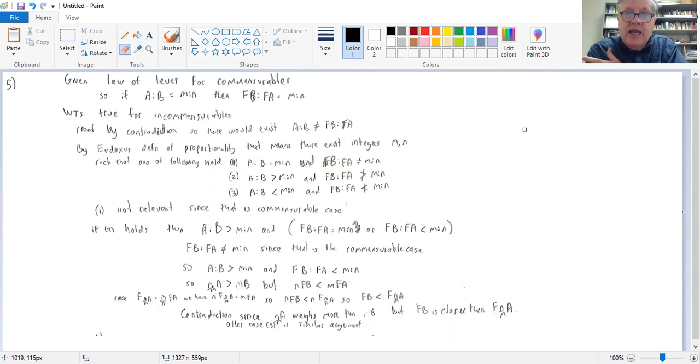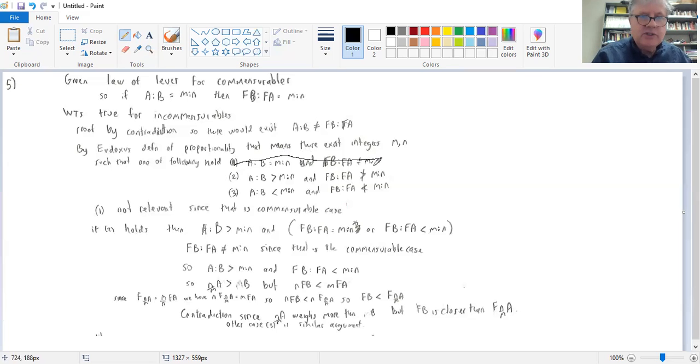So this is just contradicting the Eudoxan definition of proportionality. A is to B is greater than m is to n, but FB to FA is not greater than m to n. A is to B is less than m to n, and FB to FA is not less than m to n. Okay, so case 1 is not relevant since that's the commensurable case. So we can get rid of 1, and we're just interested in cases 2 or 3.